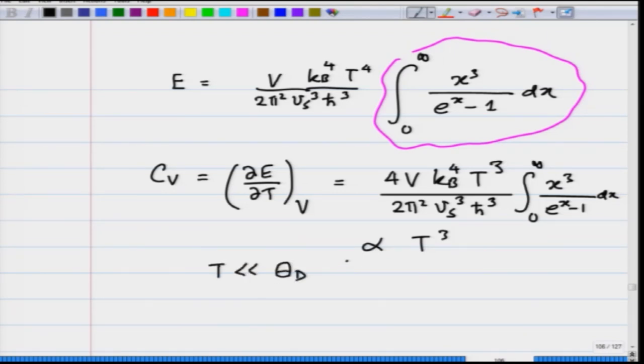So, we are really talking about temperature T, which is much less than, say, 100 to 500, depending on the material. So, we are really talking about temperatures in the range of maybe 1 degree, 2 degrees, 10 degrees or so on. In that case, the specific heat goes as T cubed. Now, let us look at the other limit.